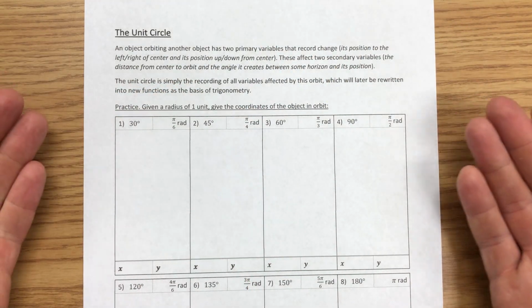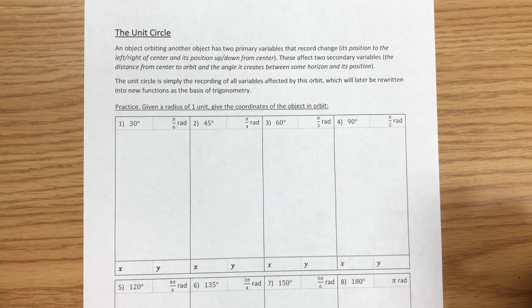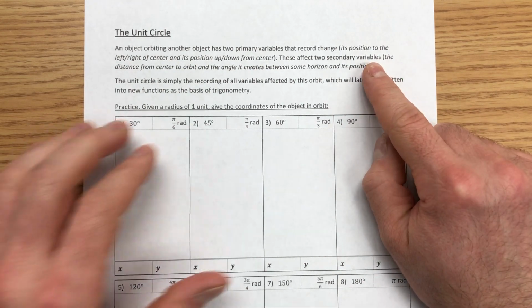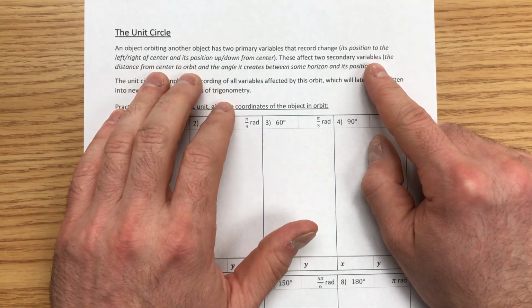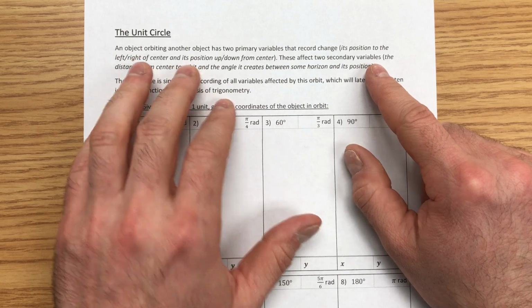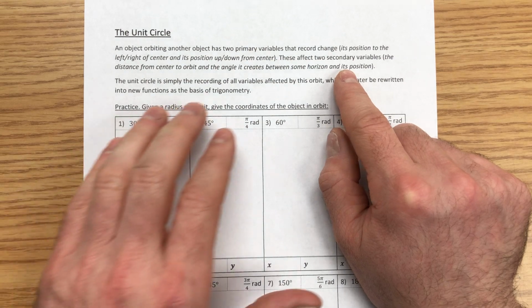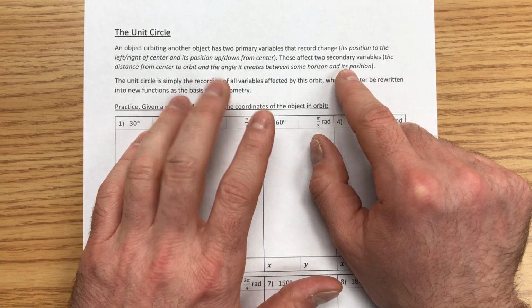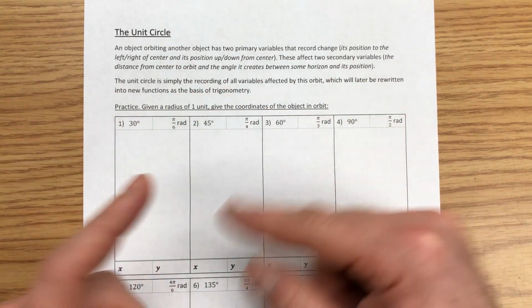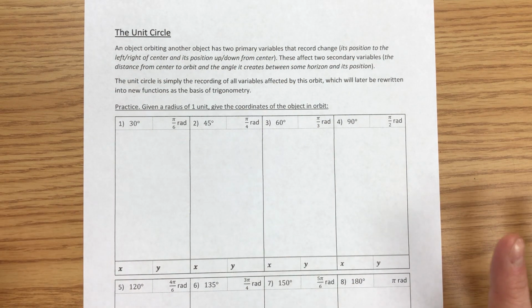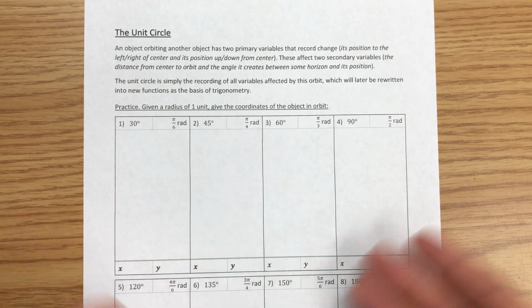Now, these are going to be read as a slightly different mechanism. The secondary variables are the distance from the center to the orbit, the radius, the orbital radius, and the angle it creates between some horizon and the position. Another definition for trig is the study of triangles, which is what we're going to be creating and turning into a circle. If you want to turn a circle into a triangle or a triangle into a circle, a little bit of both.